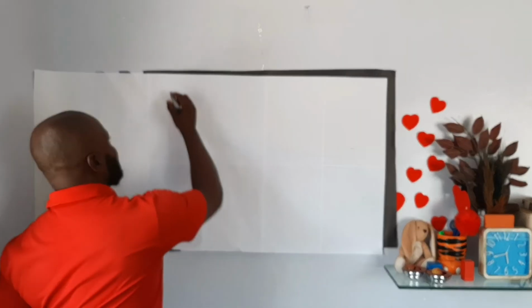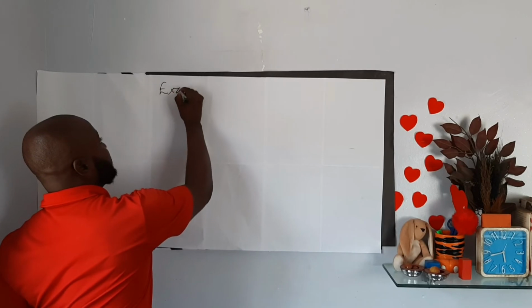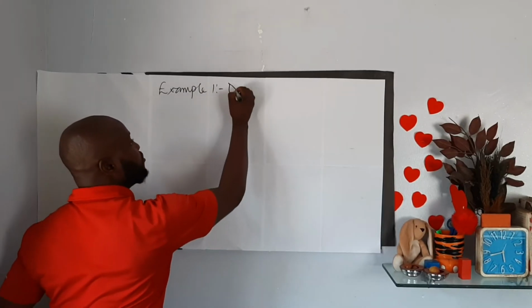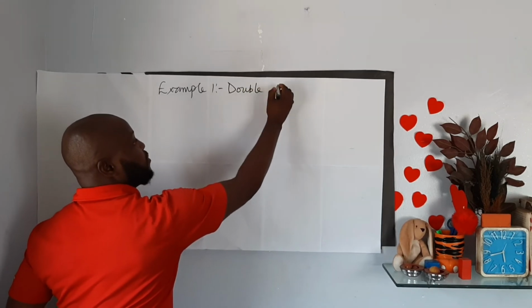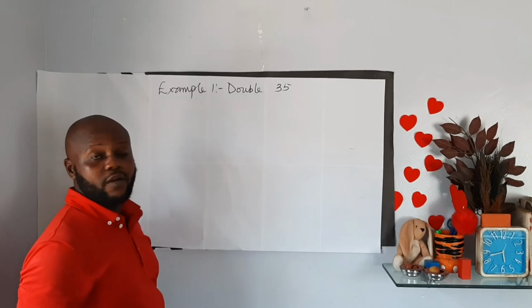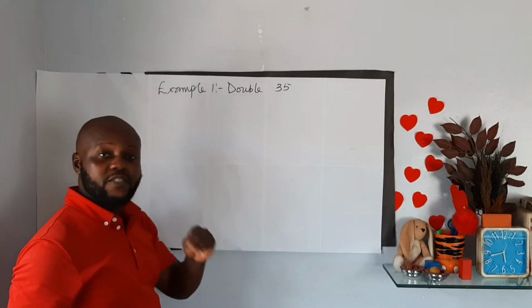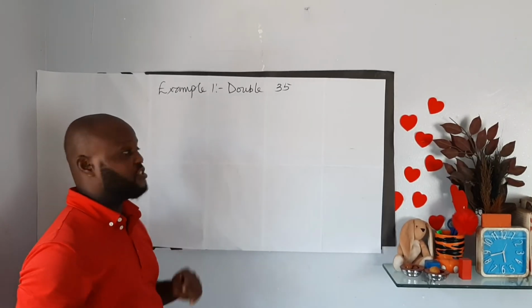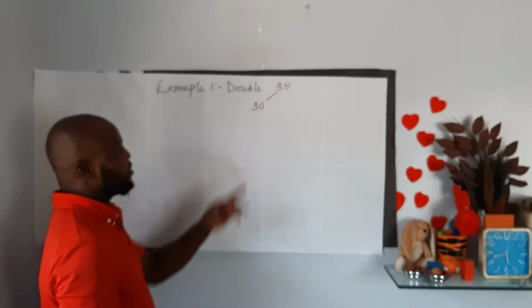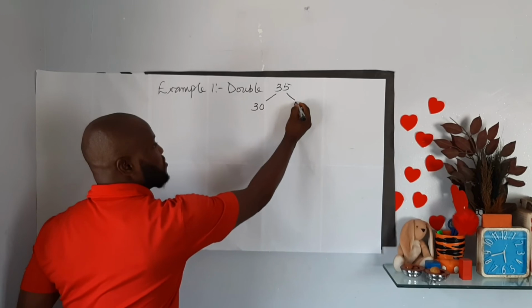Alright, this time we're going to double odd numbers. So I'm going to take you through some examples. Let's go with the first one. Example 1. If I'm to double 35, I know that 35 is an odd number. So I'm going to partition 35 based on the place value of each digit. So here I have 3 tens, which is now 30, and I have 5 ones.